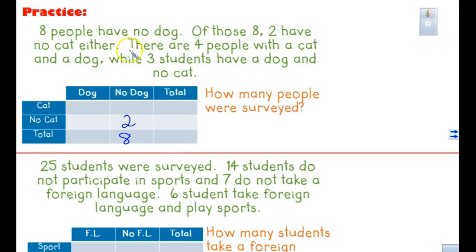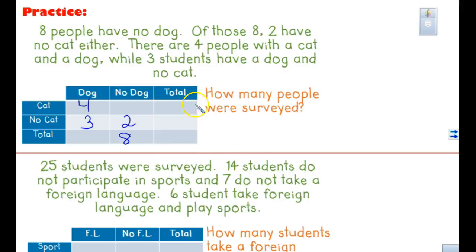There are 4 people with a cat and a dog. While 3 students had a dog and no cat. 3 people have a dog, no cat. Please fill in the missing info. And again, you're mostly just doing addition and subtraction to fill those in, okay?